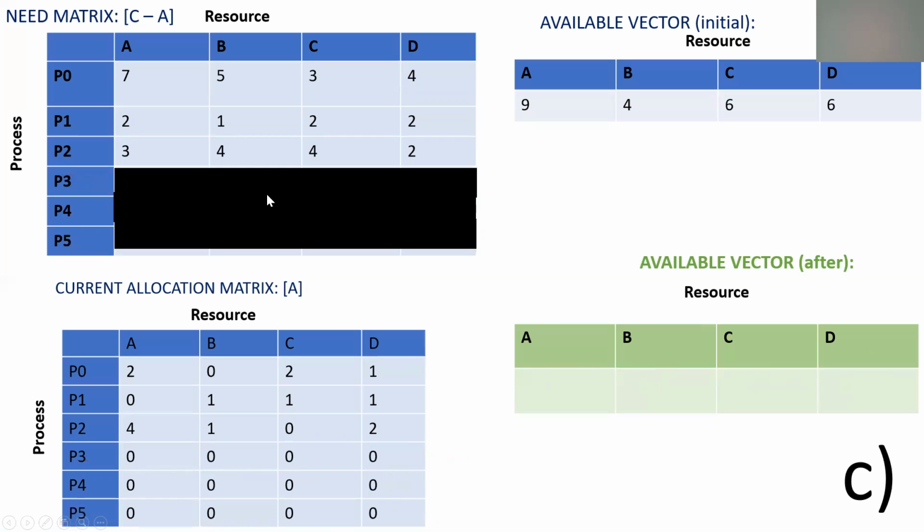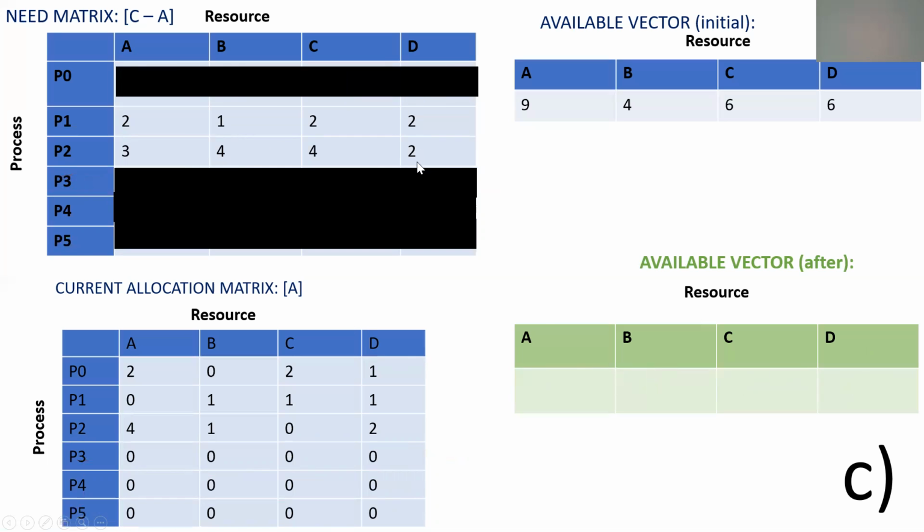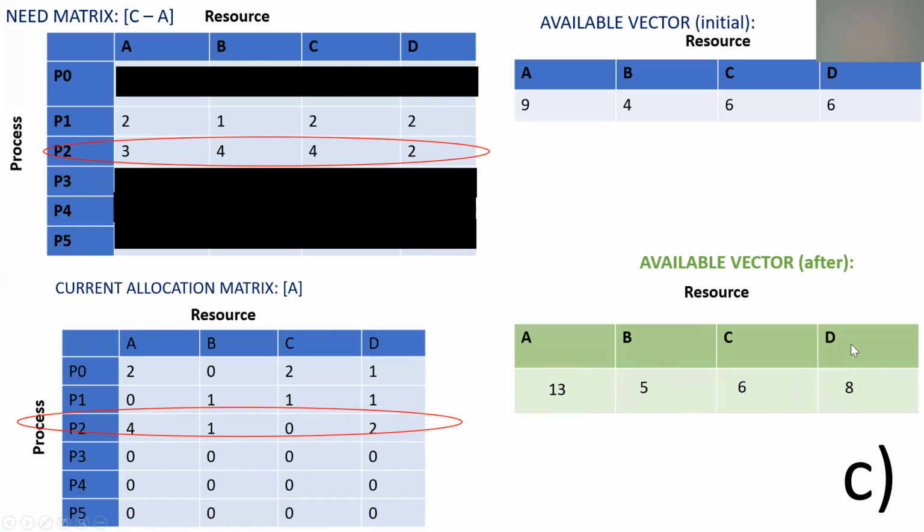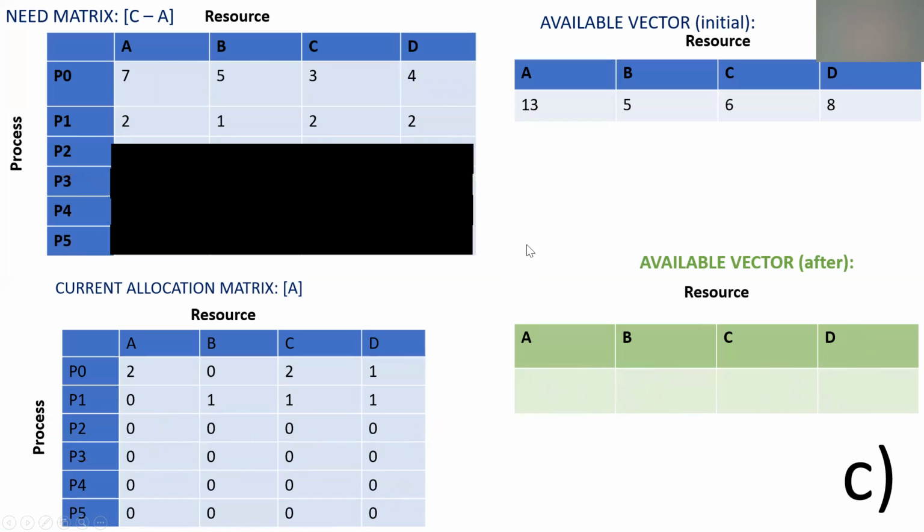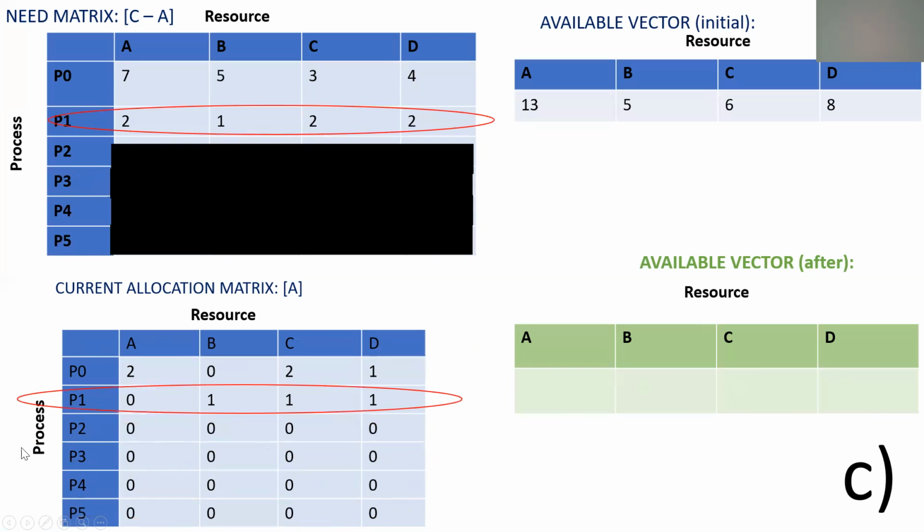Again, P0 cannot run, so now we choose P2. After P2 is finished, it releases its resources, and the availability vector increases by 4 of A, 1 of B, and 2 of D, C staying the same. Now the available vector is high enough for either of the 2 remaining processes to run, and I'll arbitrarily choose P1. P1 runs, and then it releases its resources, which is 1 of B, C, and D, leaving us with 13 A's, 6 B's, 7 C's, and 9 D's available.